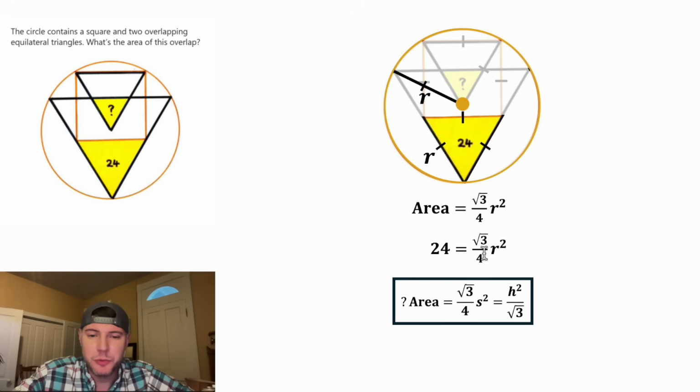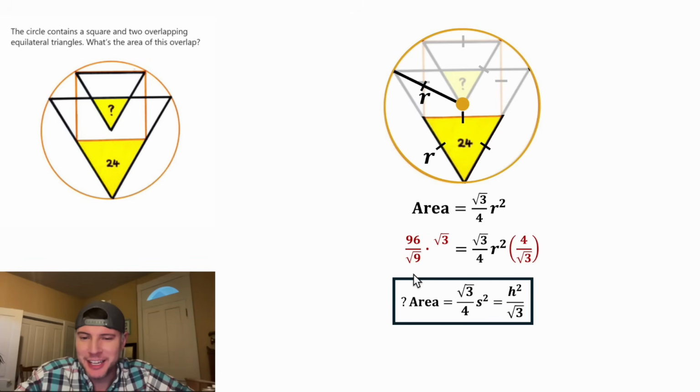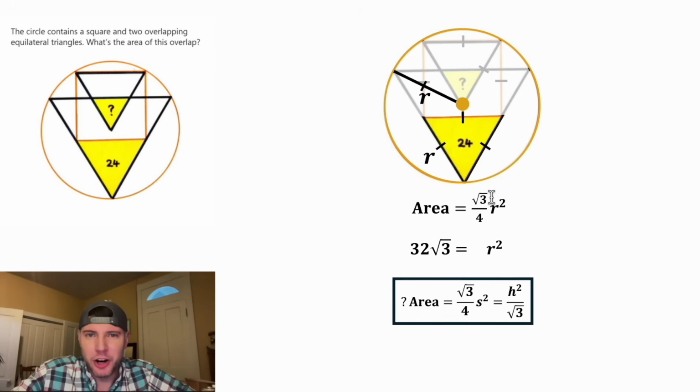First, we can get rid of this root 3 divided by 4 by multiplying both sides by the reciprocal, 4 divided by root 3. On the left-hand side, 4 times 24 is equal to 96. And then to rationalize the denominator, we can multiply top and bottom by root 3. On bottom, root 3 times root 3 is equal to root 9, which is equal to 3. And 96 divided by 3 is equal to 32. So on the left-hand side, we have 32 square root of 3. And on the right-hand side, this fraction and this fraction are going to cancel each other out, so we end up with r squared.